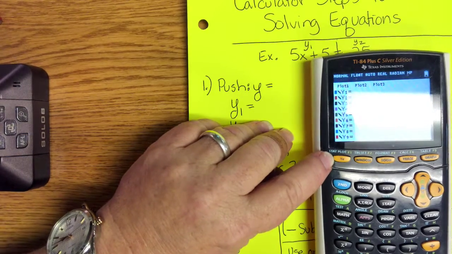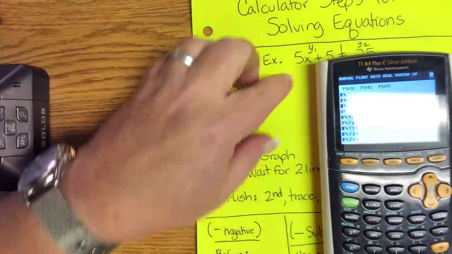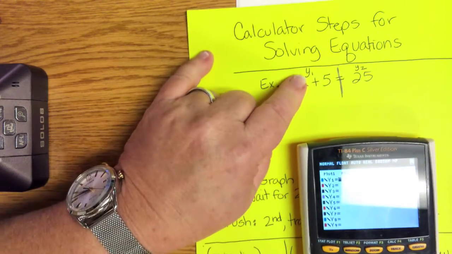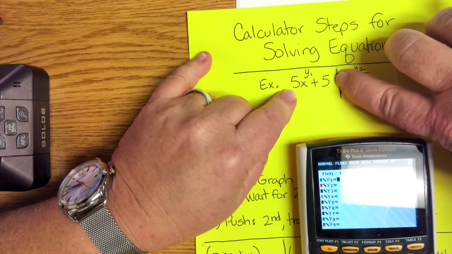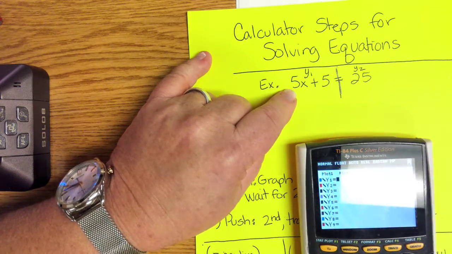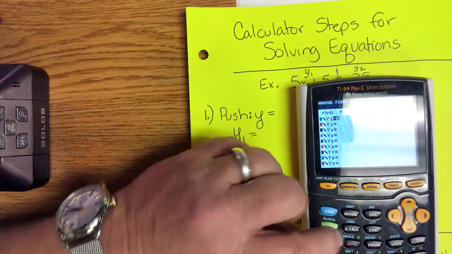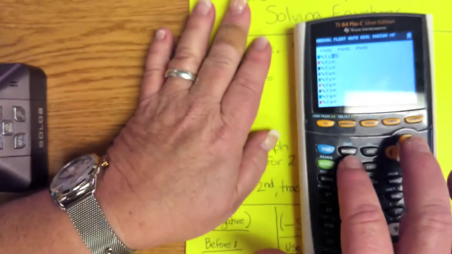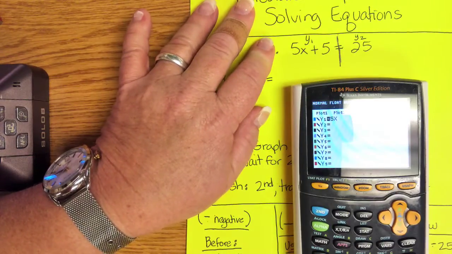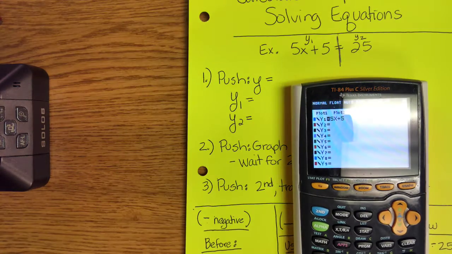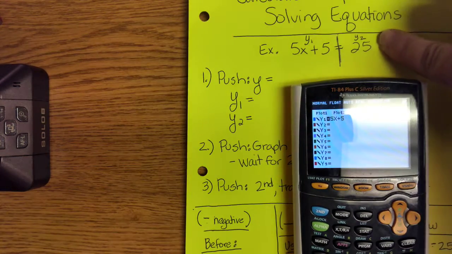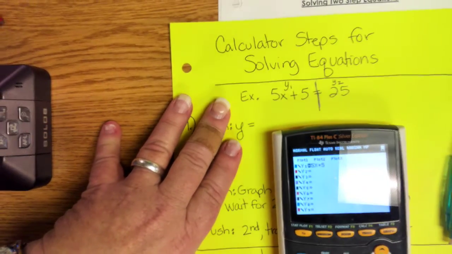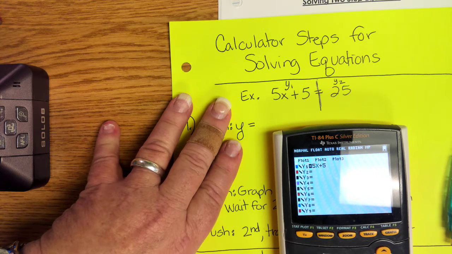Y equals is right up here in the corner, okay? So I'm going to put, do you notice that I put a line down the equal sign, okay? So I'm going to put everything on the right side under Y1. I'm going to hit the 5, and it's not the times sign, it's the X key, which is right here. Do y'all see it? Okay, 5X, and then I have plus 5. That's all I'm going to put on that side. Then on this side of the equation, it says 25. So I'm going to arrow down to Y2, and I'm going to press 25.